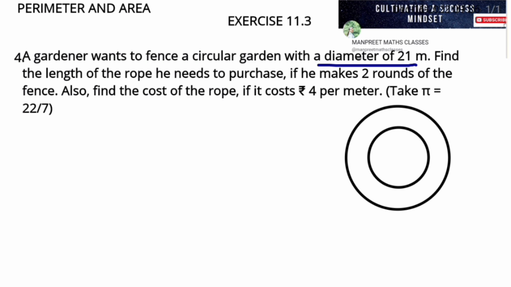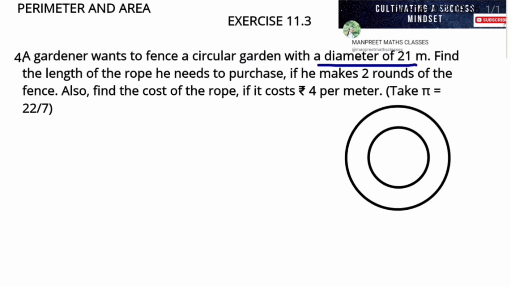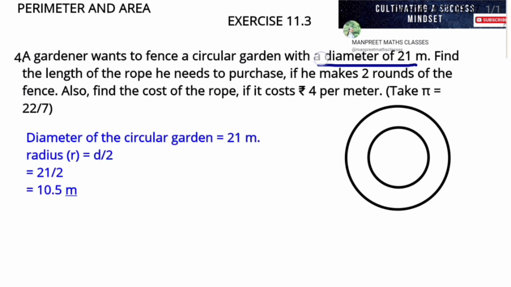So now what we need to calculate? We need to calculate circumference. So what is the formula of circumference? We'll write it. And before that, in the question, diameter is given and we need to calculate radius for circumference. So we'll do that. Diameter is given to us. What is it? 21 meters. So I have written diameter of circular garden 21 meter.